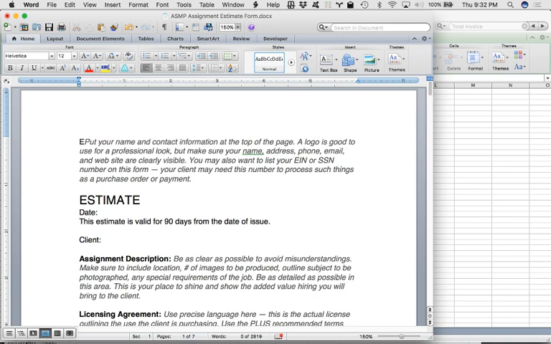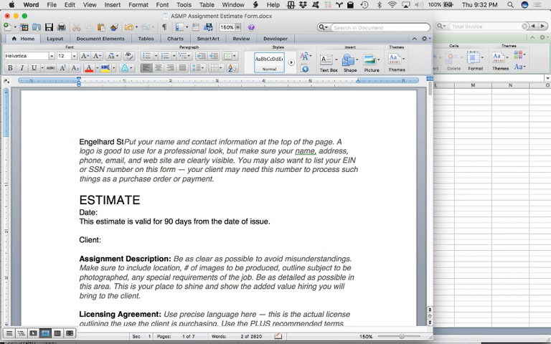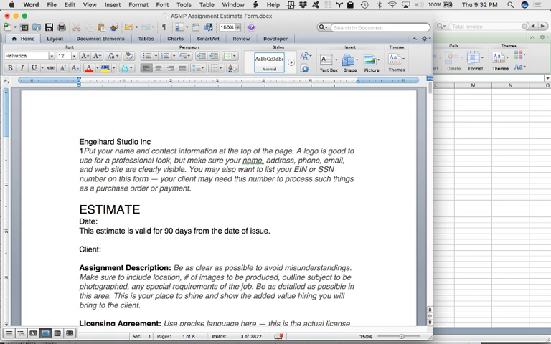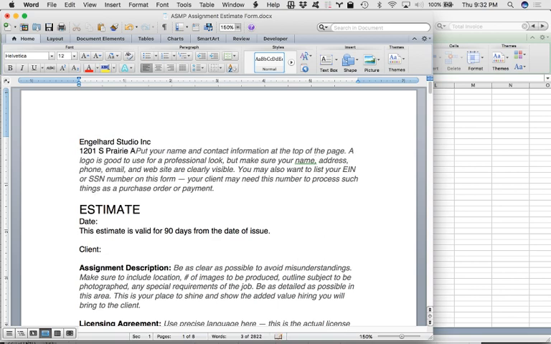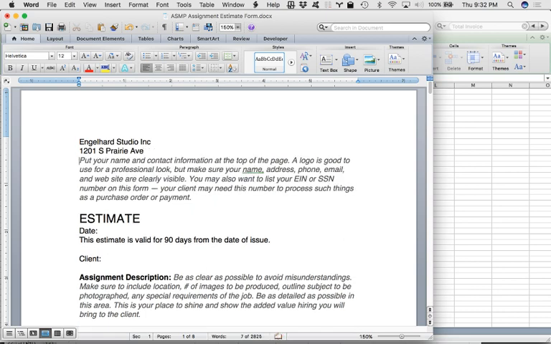So I am going to put Engelhard Studio. Please do your own information, because this is what you're going to turn in for your assignment, so you might as well do this now. Engelhard Studio Incorporated, 1201 South Prairie Avenue. Do I live in apartment 4502 or do I live in suite 4502 for my business?